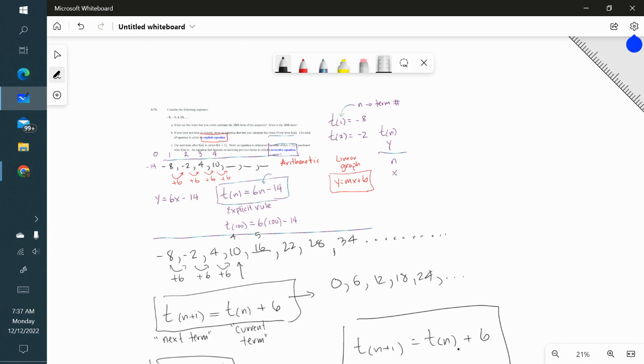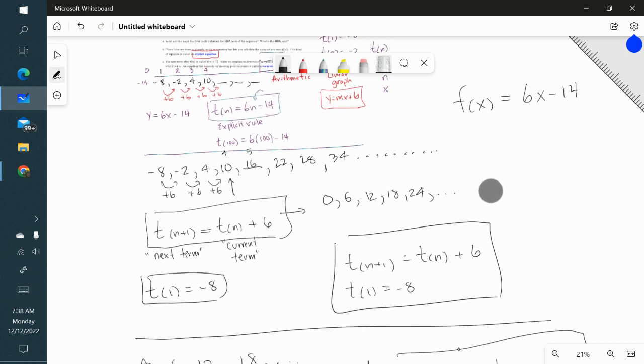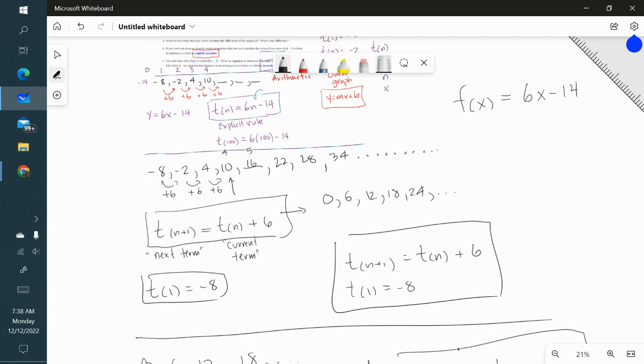The T of n notation tells us that the context we're talking about is a sequence. Earlier in the year, you had f of x notation. That is another notation, function notation, that replaces y equals mx plus b. And so this could be used for other contexts. The new thing is the idea of recursive notation. That's where we're thinking about, well, to get from one term to the next, I'm just adding 6. And so you're just saying the next term equals the current term plus 6.